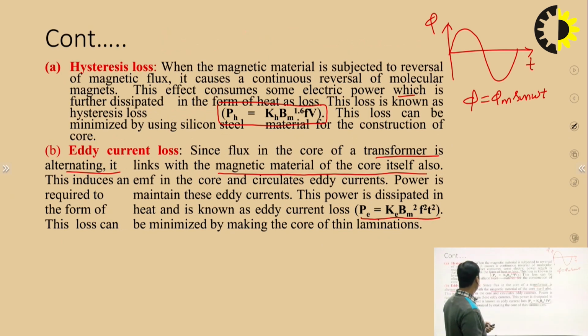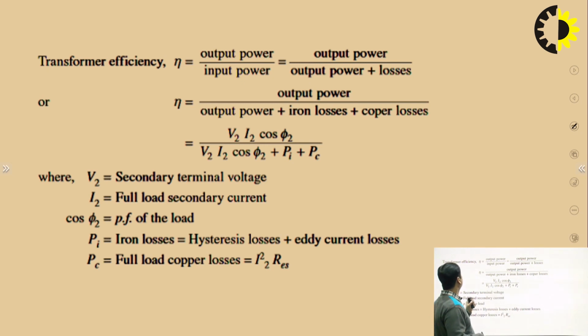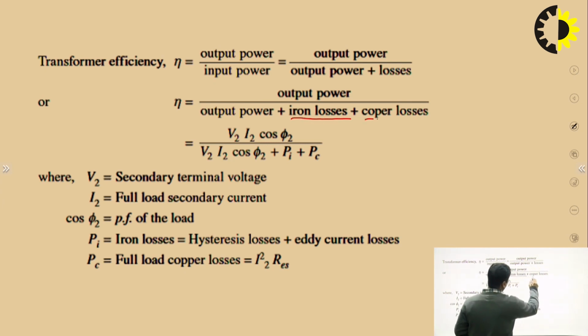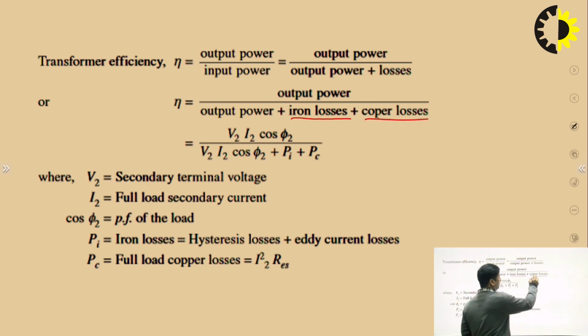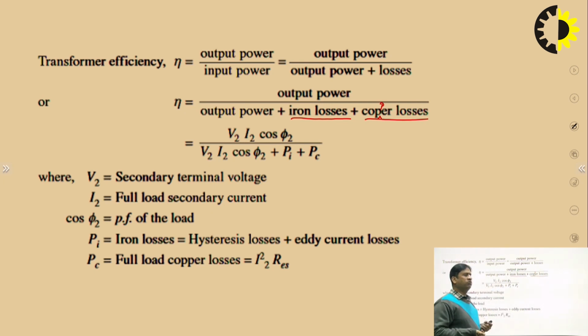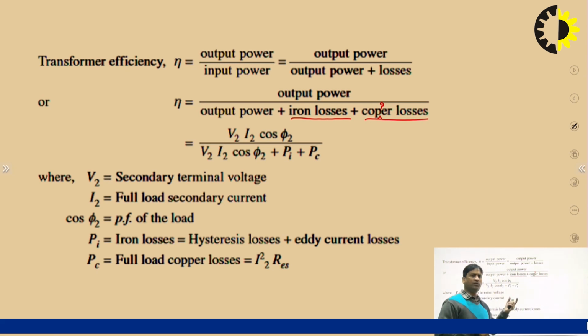Now from this we will discuss the transformer efficiency. As I just told you, it is the ratio of output power to input power, or you can write it as the output upon the output plus losses, and the losses are iron losses and copper losses. We know that the output of a transformer is given by the voltage, current, and the power factor of the load.